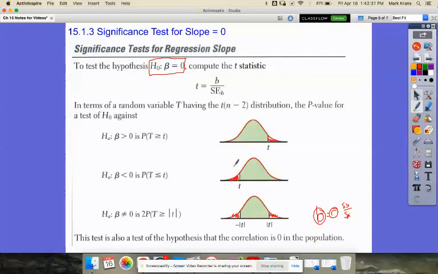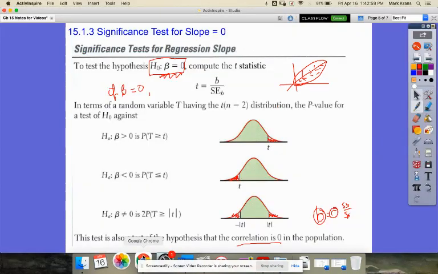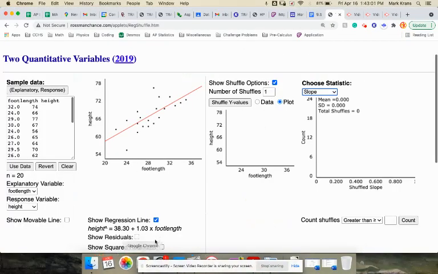I want to talk briefly about this. If beta equals 0, then why does there seem to be a pattern that implies there's some sort of slope there? If there's really no correlation and no slope, what's the probability that I would get a pattern like mine or more drastic? That's what we're dealing with when we talk about this p-value.